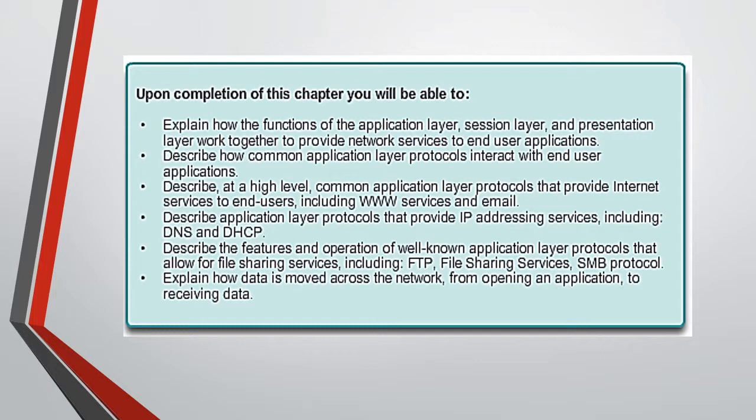Upon completion of this chapter, you will be able to explain how the functions of the application layer, session layer, and presentation layer work together to provide network services to end-user applications. Describe how common application layer protocols interact with end-user applications. Describe, at a high level, common application layer protocols that provide Internet services to end users, including WWW services and email. Describe application layer protocols that provide IP addressing services, including DNS and DHCP.